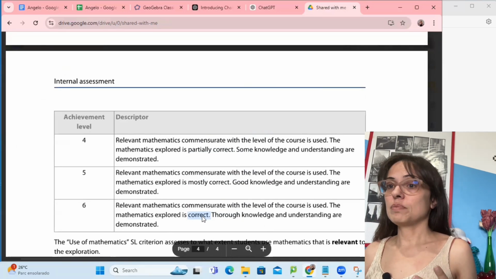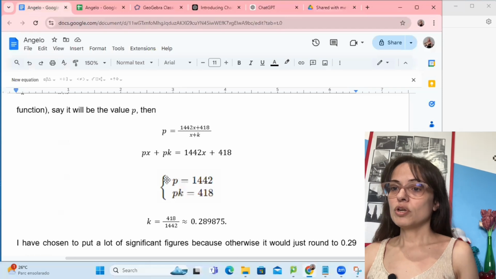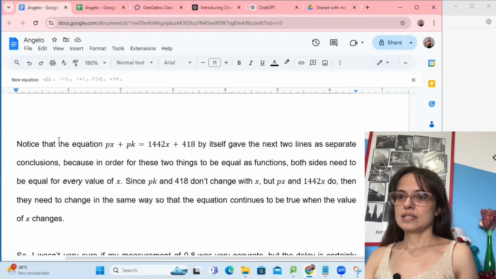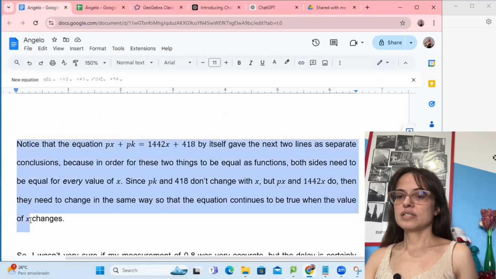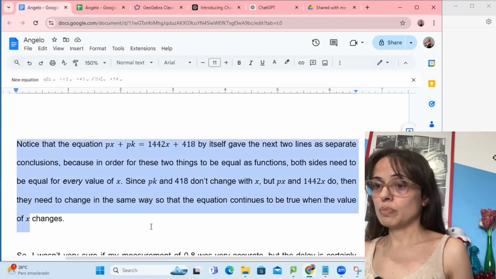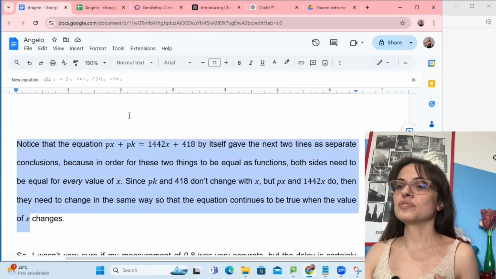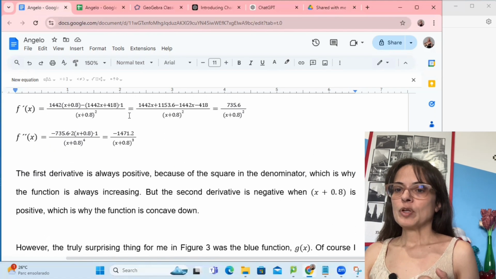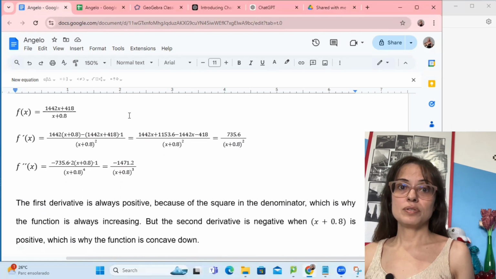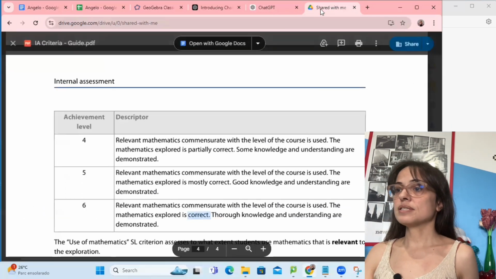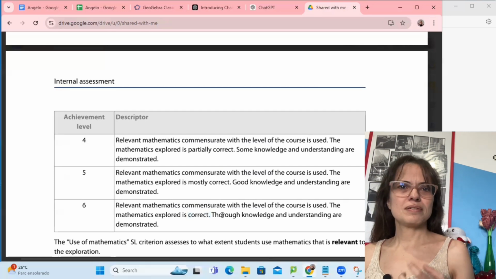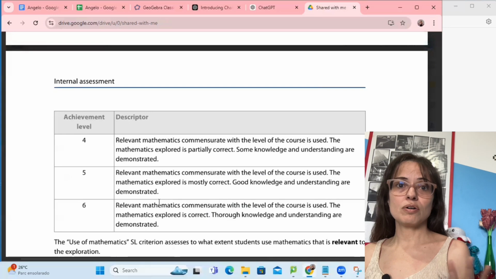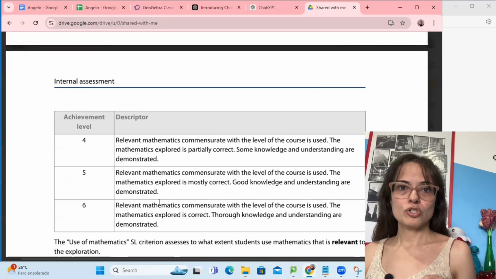The decisive thing is the amount of knowledge. And let's see, what knowledge have I demonstrated? I like this sentence a lot because this demonstrates some deep knowledge about functions being equal to each other as functions. I've also discussed the implications of positive and negative first derivative, second derivative. I'm demonstrating that I know those things. I wouldn't call it thorough though. Thorough is such a strong word, so I'm giving myself a 5. This is a 17 out of 20 if I am an SL student.